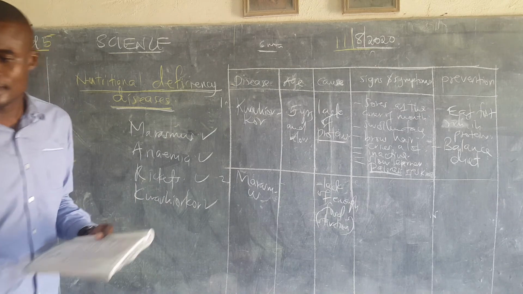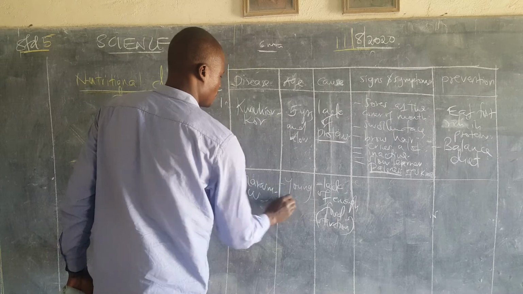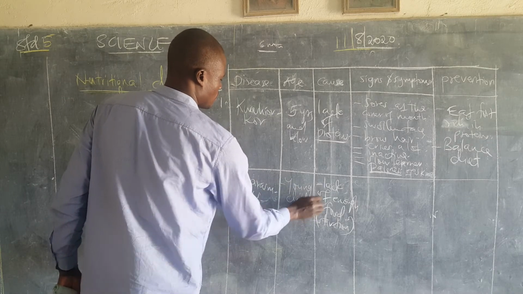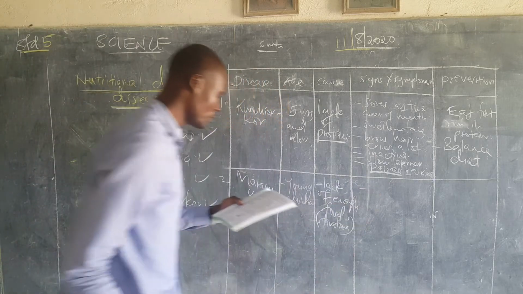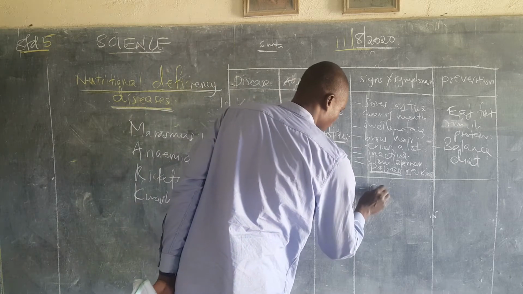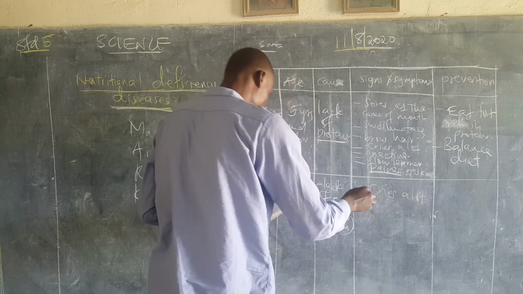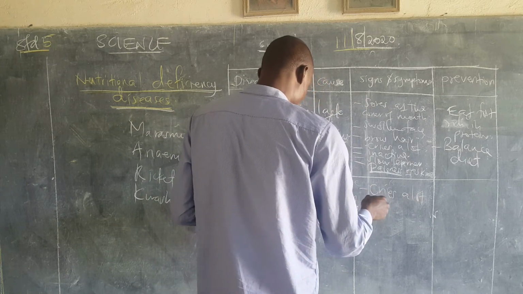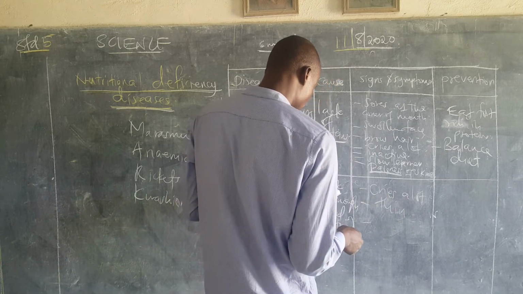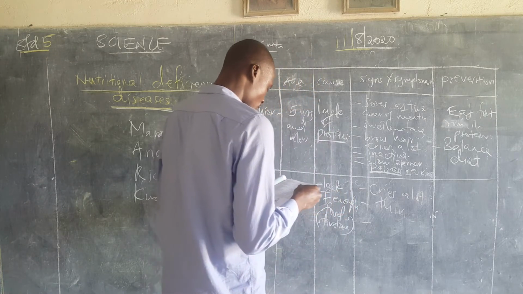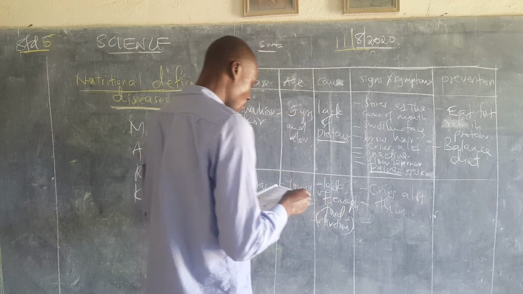You need to know the age it attacks. It mainly affects young children, just young children. Now to the signs and symptoms. The child cries a lot. And again, the child is thin, with bones becoming very visible. The child appears thin, and the muscles disappear.